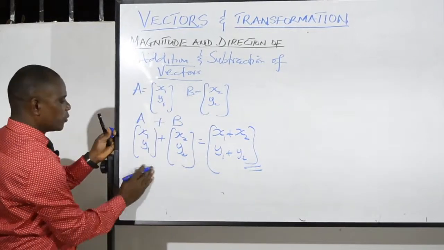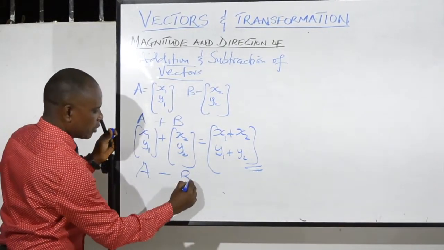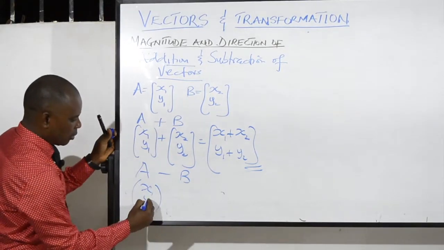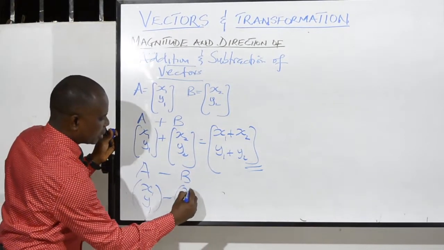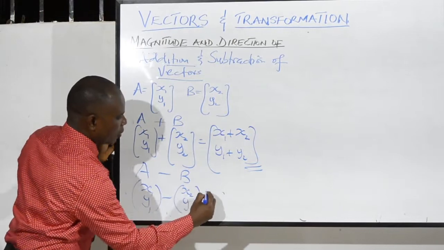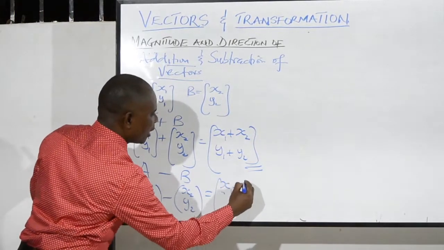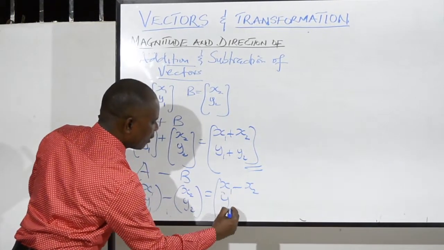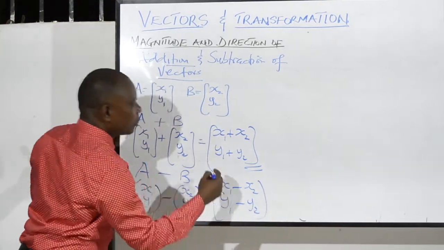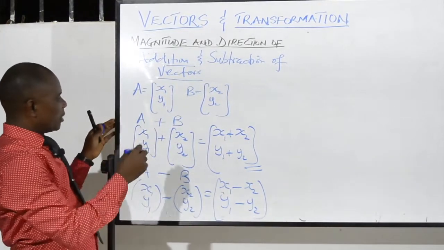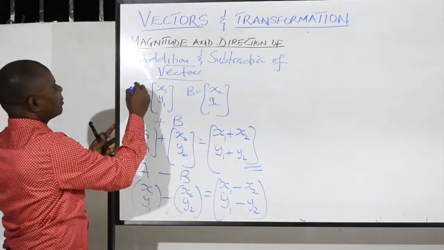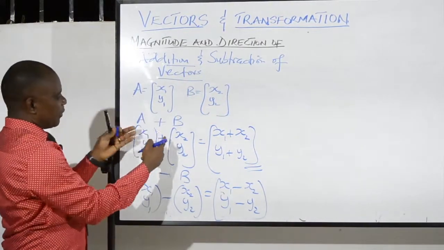The same goes for subtraction. If I want to subtract, I have x1, y1 minus x2, y2. So I subtract corresponding x's and corresponding y's, so I have y1 and y2. So when you manipulate the vector, you have addition and subtraction. I have added them here.